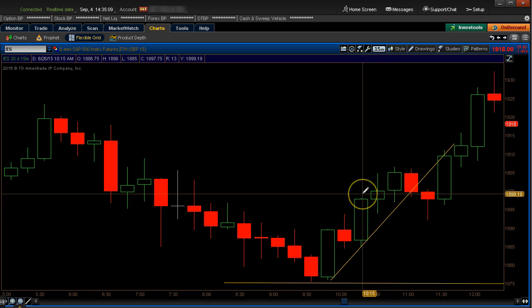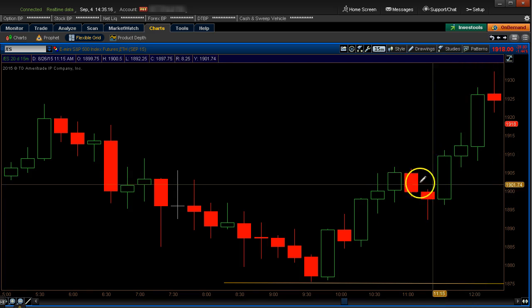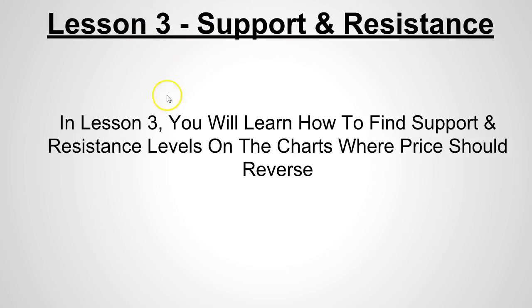So this series has been how to trade the trend. Okay, and next we're going to talk a little more about the trend, but also support and resistance. Okay, that's going to be in lesson number 3 coming up next.